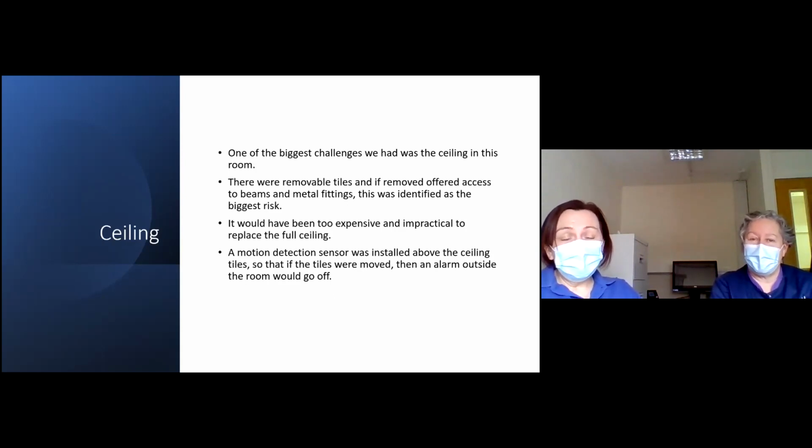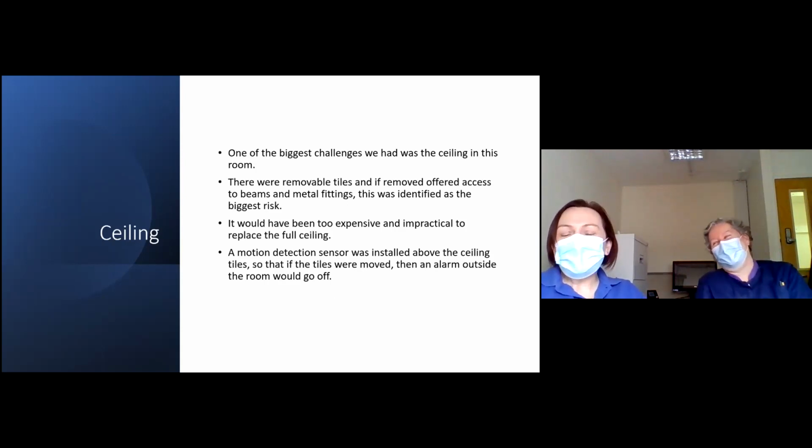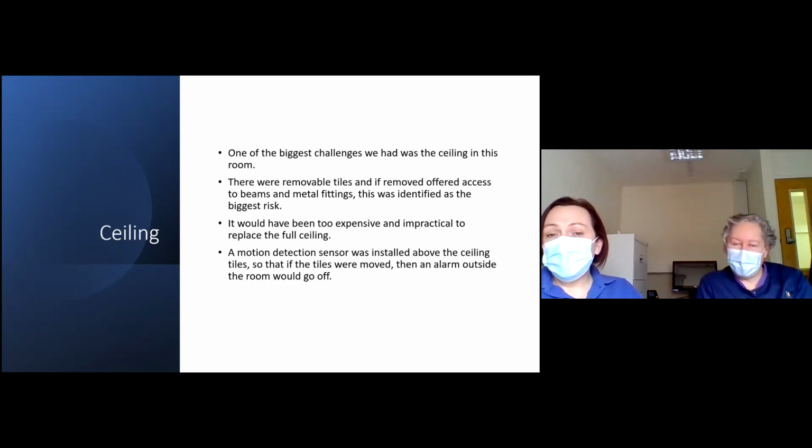The biggest challenge in that room was that there were removable tiles, and if they were removed, there were big beams and metal fittings above, and that was our biggest risk. It would have been too expensive and impractical to replace the full ceiling. So a motion detection sensor was installed above the tiles. If the tiles are moved or removed, the alarm goes off, which can be heard throughout A&E.